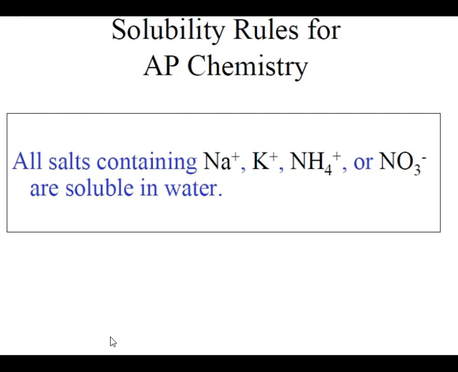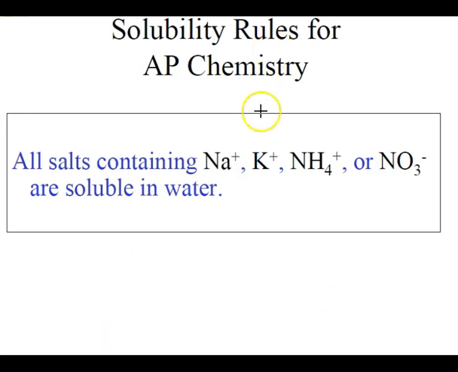The first rule is if it is a salt, that means it's ionic. Okay, note that: salt and ionic. We're going to use those as synonyms. So if it is a salt or if it is ionic and it has sodium, potassium, ammonium, or nitrate, those are going to be considered to be soluble.